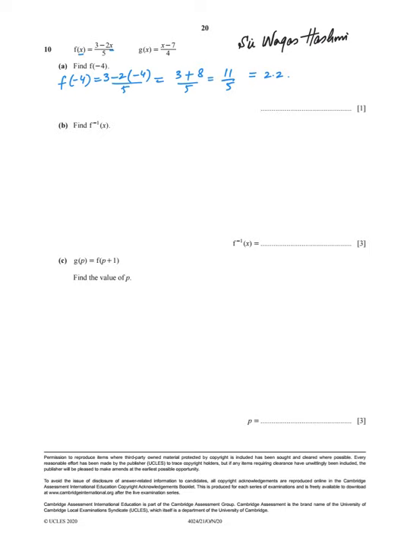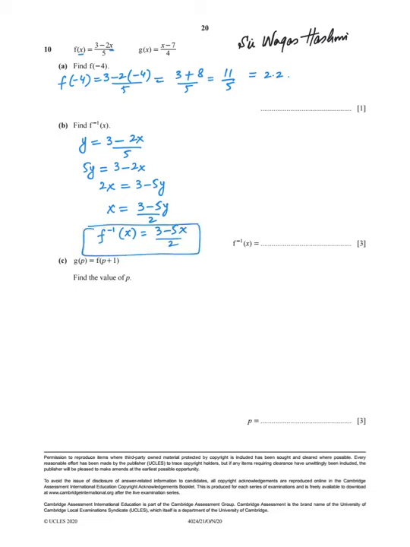After that it says f inverse of x. So the first step, you need to replace f of x with y, so y equals 3 minus 2x divided by 5. Now we need to make x the subject, so it will be 5y equals 3 minus 2x. 2x equals 3 minus 5y. x equals 3 minus 5y divided by 2. x is the subject. Now replace x with f inverse of x and y with x, so that is your answer for f inverse of x, right?